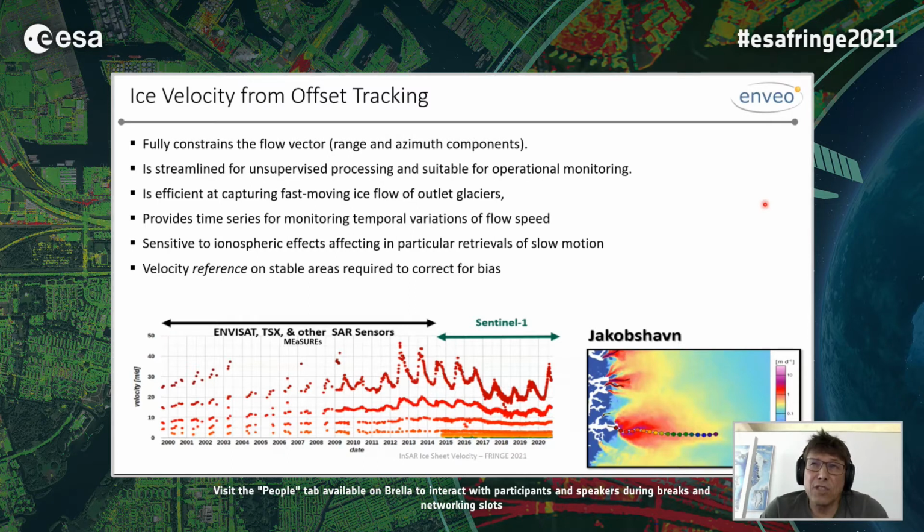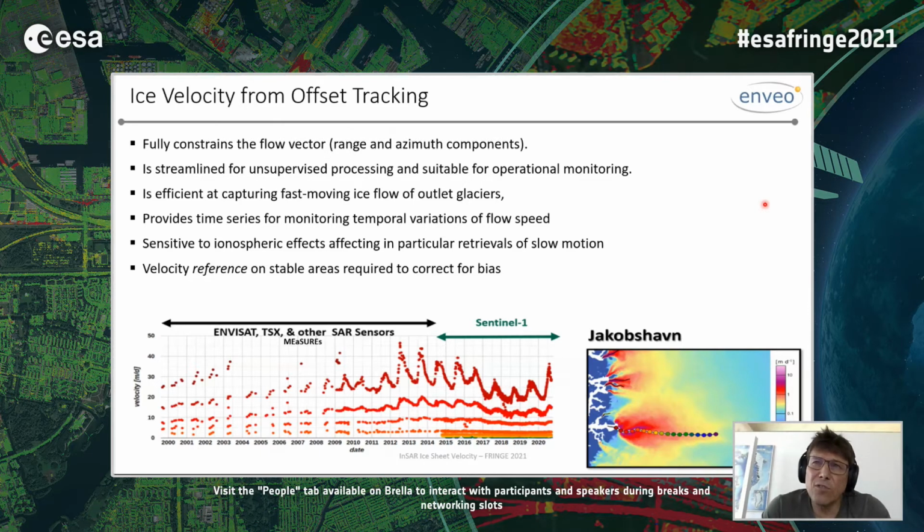It is very efficient in capturing the fast moving ice flow of the outlet glaciers. We have time series for monitoring the temporal variation. And one example you see is one of the outlet glaciers, Jakobshavn Glacier, with high temporal variability along the central flow line. We see here the seasonal variation and also the annual trend during the last decades of these outlet glaciers. And Sentinel-1 really had a big impact in monitoring these sub-weekly cycles.